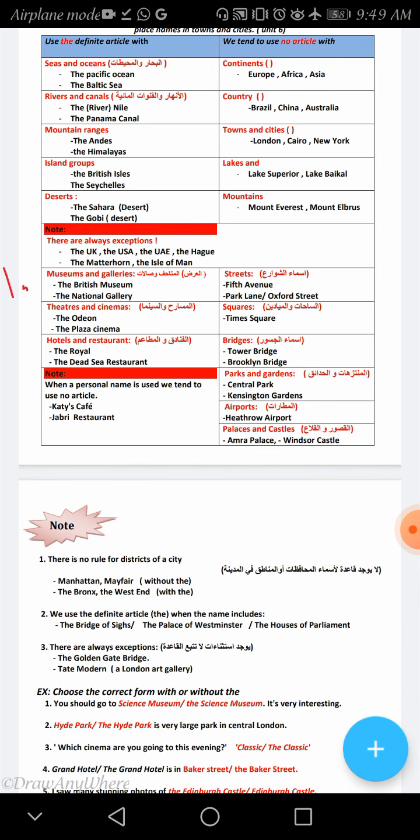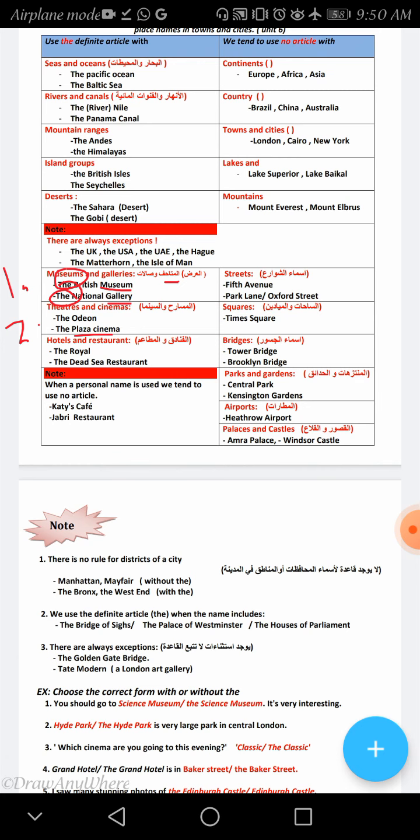We use the definite article the with museums and galleries. Museums and galleries, which mean المعارض أو المتاحف وصالات العرض. Okay, so when you read museum or gallery, we put the before the noun. The other group, number 2, theaters and cinemas. المسارح والسينما. The Odeon, the Plaza Cinema.